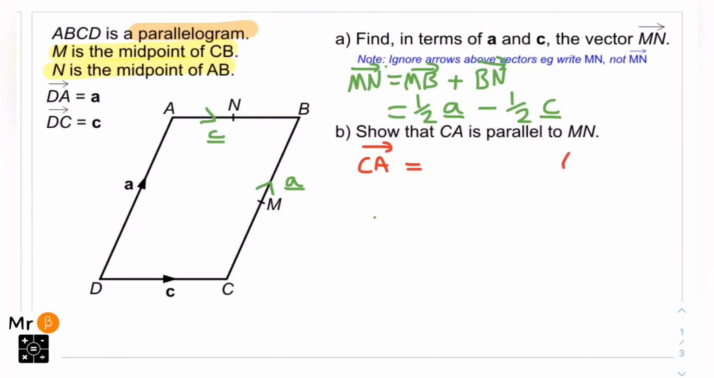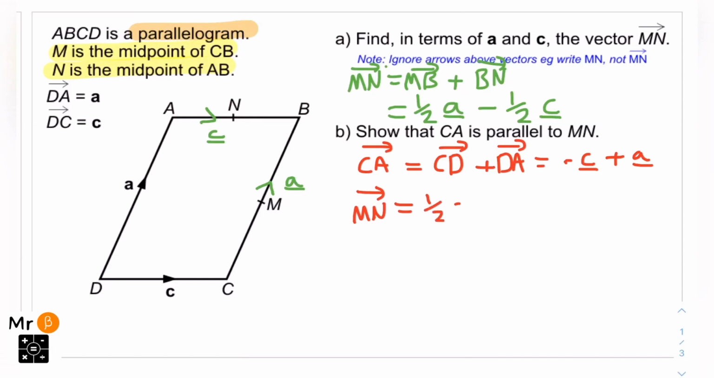So to go from C to A, we're going to take the route CD plus DA. CD is negative C, DA is positive A. Now we need to write down again what our vector MN was. We've done this above. We actually have 1/2 A minus 1/2 C. I'm just going to flip round the order so it makes it easier to compare our vectors.